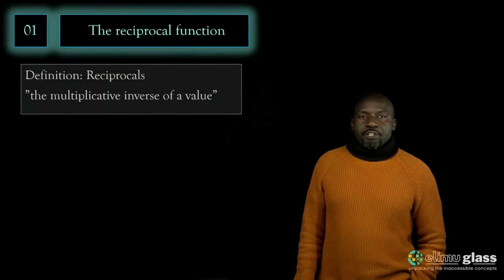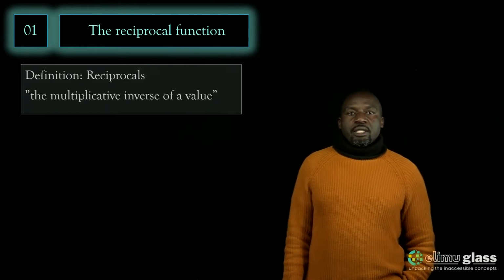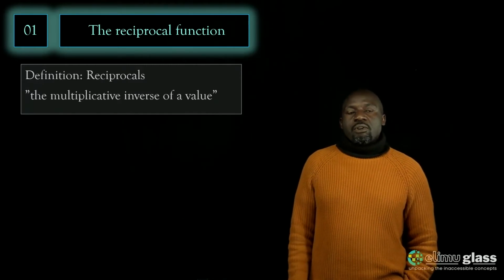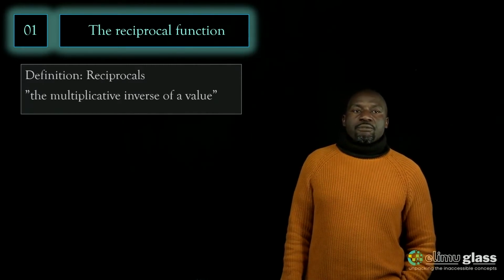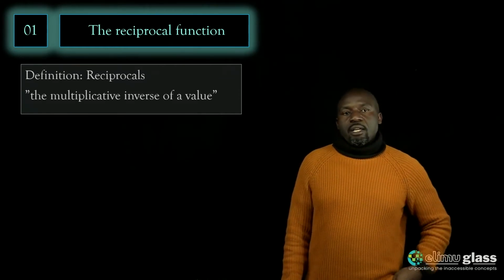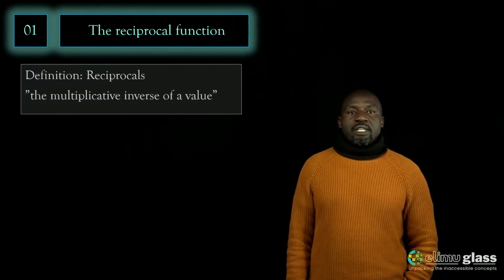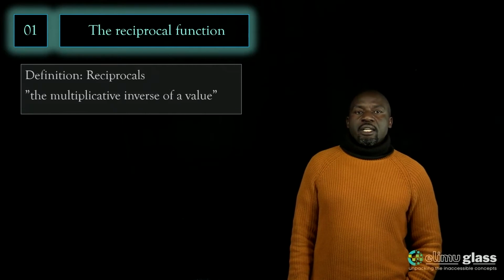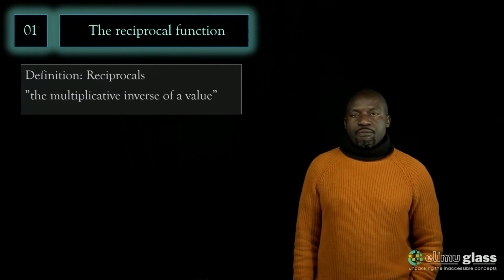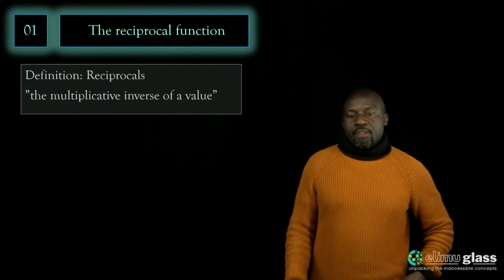The reciprocal function. Here is a definition. A reciprocal is referred to as the multiplicative inverse of some value. So like to say, the reciprocal of 2 is 1 over 2. So you invert; the use of the word inverse can sometimes be confusing, as we will see later. But basically, the reciprocal of 2 is 1 over 2. The reciprocal of 1 over 2 is 2. So you take the number and flip it, and that is the reciprocal.